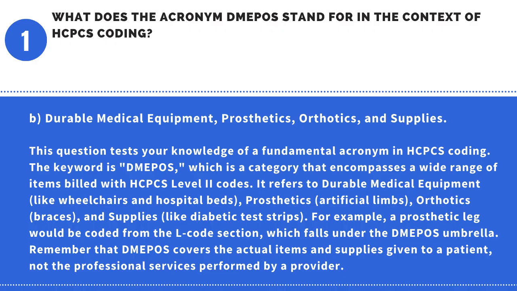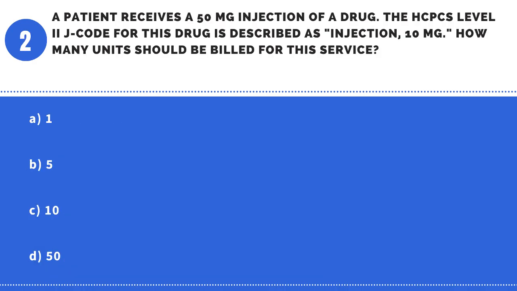diabetic test strips. For example, a prosthetic leg would be coded from the L code section, which falls under the DMEPOS umbrella. Remember that DMEPOS covers the actual items and supplies given to a patient, not the professional services performed by a provider. Question 2.